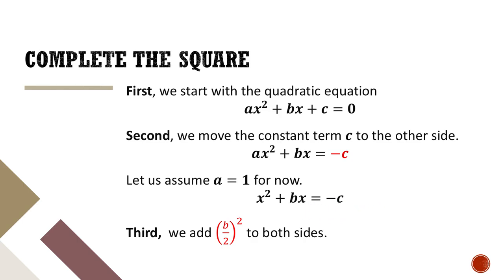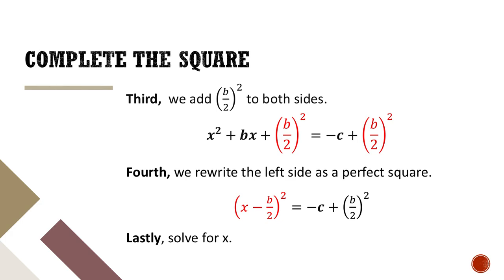So let's go to the next page to show that. It should look like this. Thirdly, we add this to both sides, so we have this added to the left side and this to the right side of the equation. Then this factors into (x − b/2)(x − b/2). Because this is squared, we have (x − b/2)², and then we have −c + (b/2)².